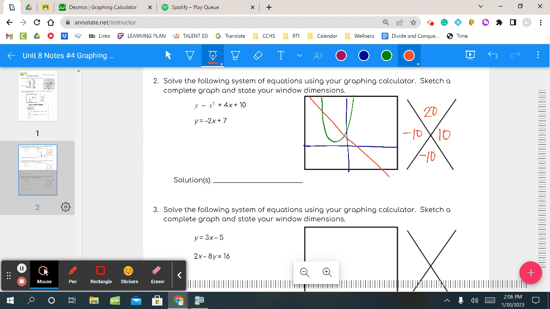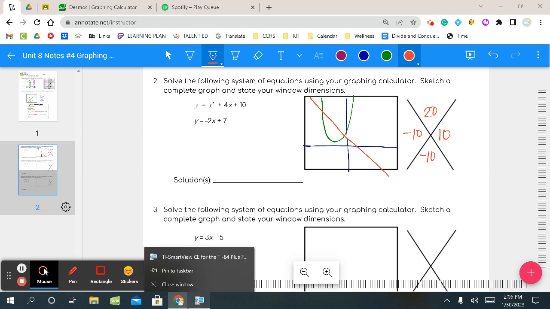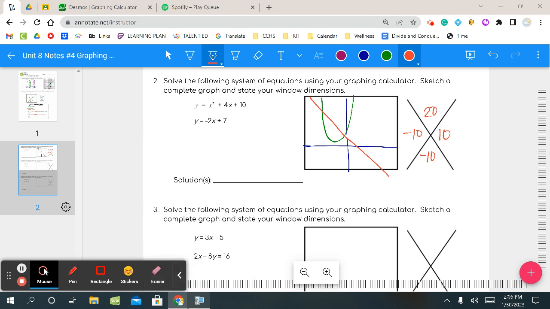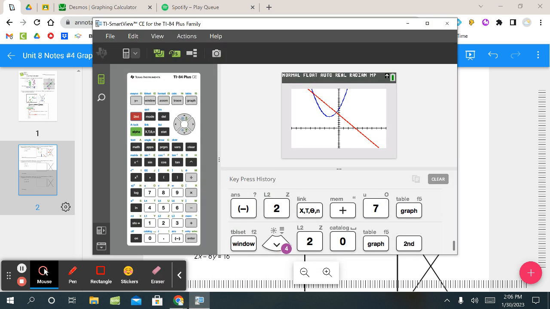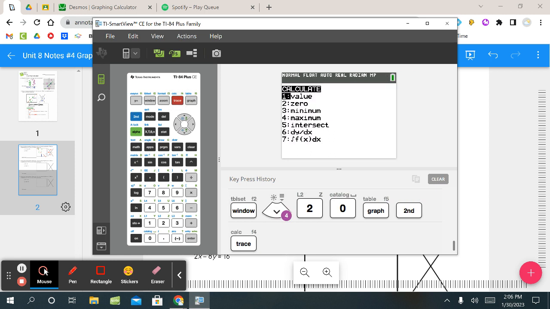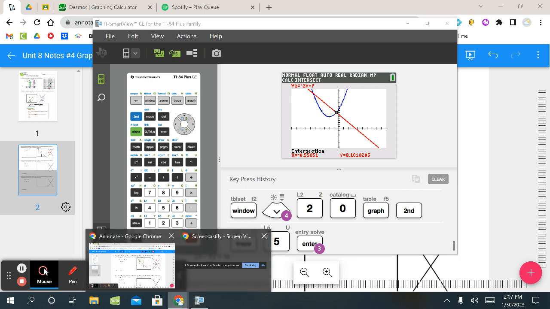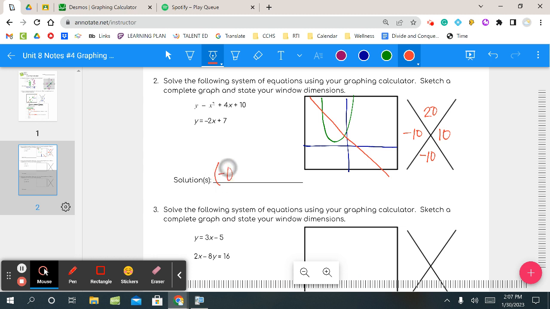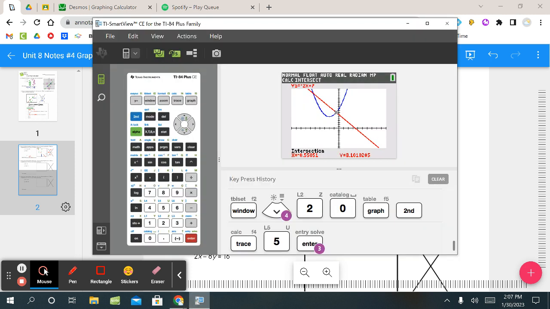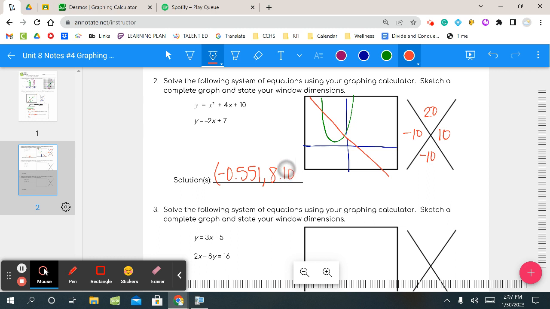So remember, once you get that sketched, you're going to bring up your calculator. And we're going to hit second trace, and then we're going to go down to intersect, which is number 5. Okay, first curve, you can press enter. Second curve, you can press enter. Guess, you can press enter. That is going to give you your first intersection. So you need to have 2 to 3 decimal spots on your answer. So we're going to have negative 0.551, comma, 8.101. So that is 1 point.